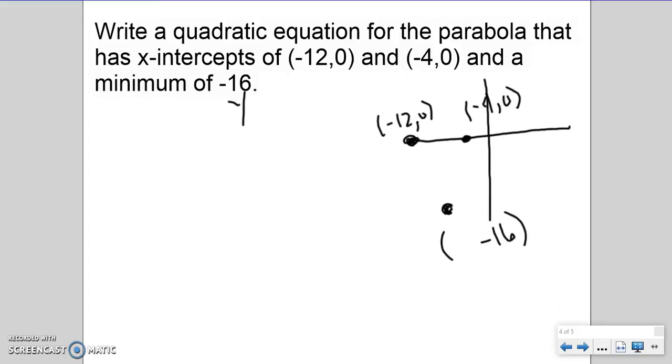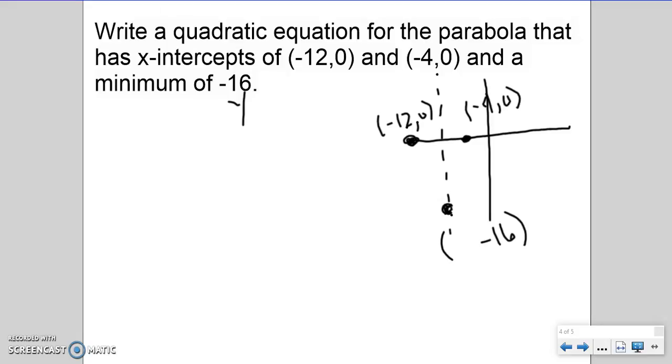You can always use the midpoint formula between negative 12 and negative 4. Figure out what the midpoint is between those. You can figure out the distance between the values of negative 12 and negative 4 and figure out how many units away those two numbers are. But either way, regardless of how you do it, you need to figure out what this middle x value is between negative 12 and negative 4, because that is the x value that I need for my vertex.